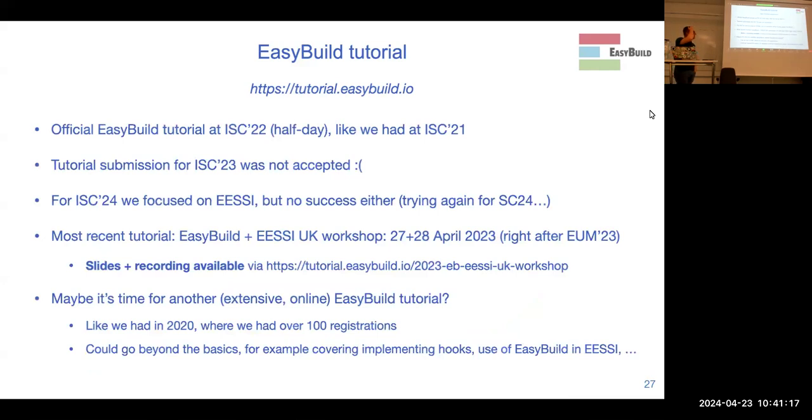So the last time we did an official EasyBuild tutorial was at ISC 22, a half-day one. We also had one at 21. We resubmitted for ISC 23, but it didn't get accepted. There was a lot of competition there, and we didn't make the cut. For ISC 24, we changed tactics a bit, and we focused more on the EESSI project as a more indirect way of getting a tutorial for EasyBuild.